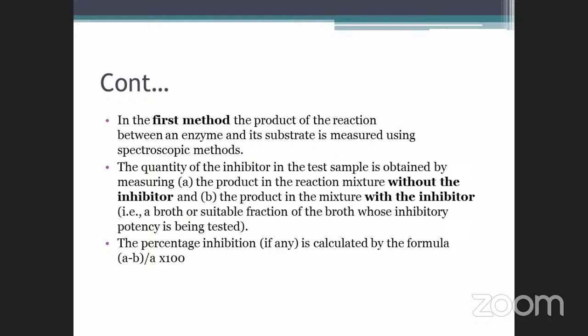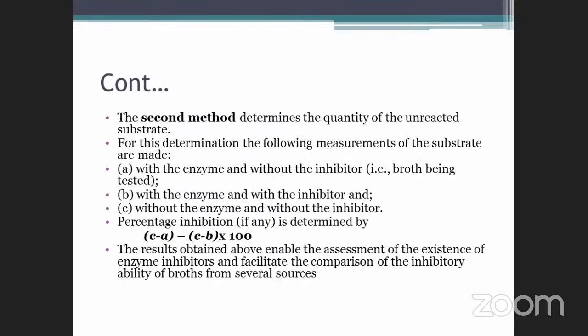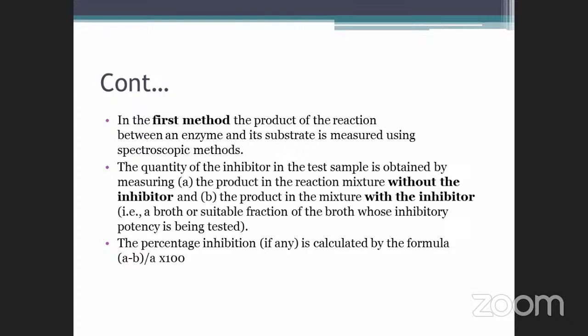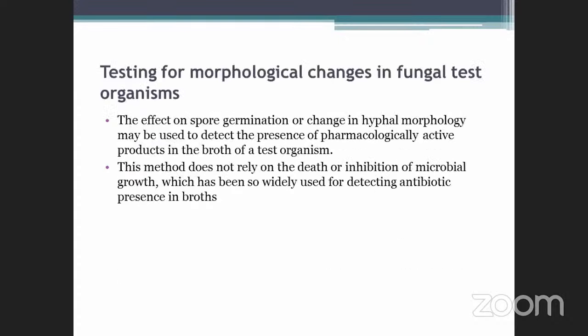So this is the method which is available for enzyme inhibition, where percentage inhibition is generally calculated. This is the second method, where the quantity of the unreacted substrate, meaning the substrate the enzyme did not utilize, can be calculated by (C minus A) over (C minus B) times 100. C is the reaction without the enzymes and without the inhibitor. This is considered a normal screening, which is qualitative, whereas that is quantitative screening.